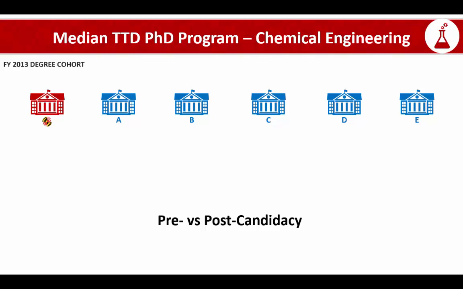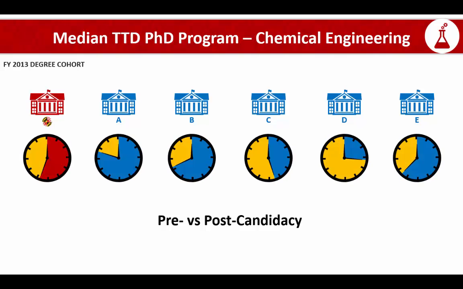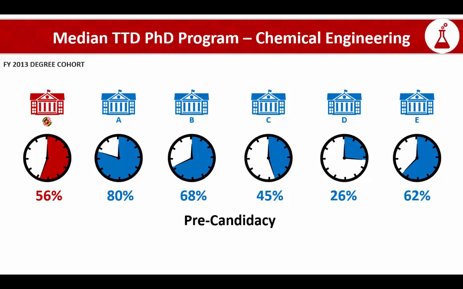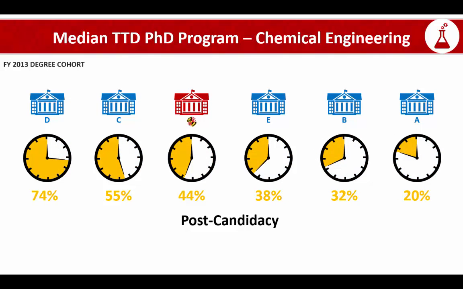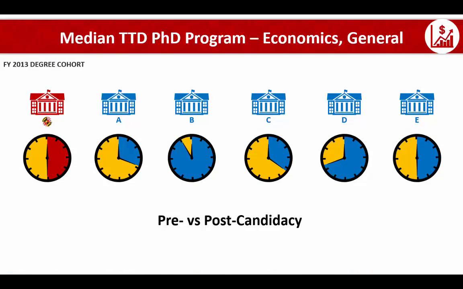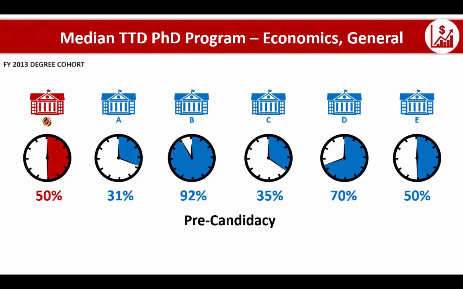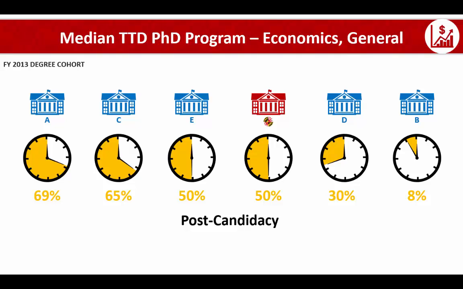Lastly, we looked at the data based on the pre versus post candidacy ratio of time spent in a particular program. For chemical engineering here, you can see we have these clocks that represent the time pre and post candidacy for different institutions. Here you can see the percentage of time spent in a program before students reach candidacy, and the yellow proportion represents the percentage of time after candidacy. Again, with economics, here you can see pre-candidacy percentages and post-candidacy percentages.